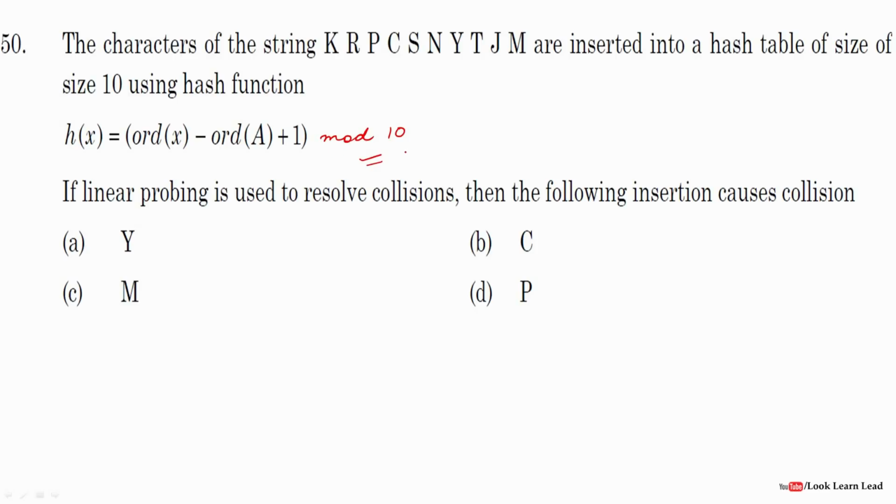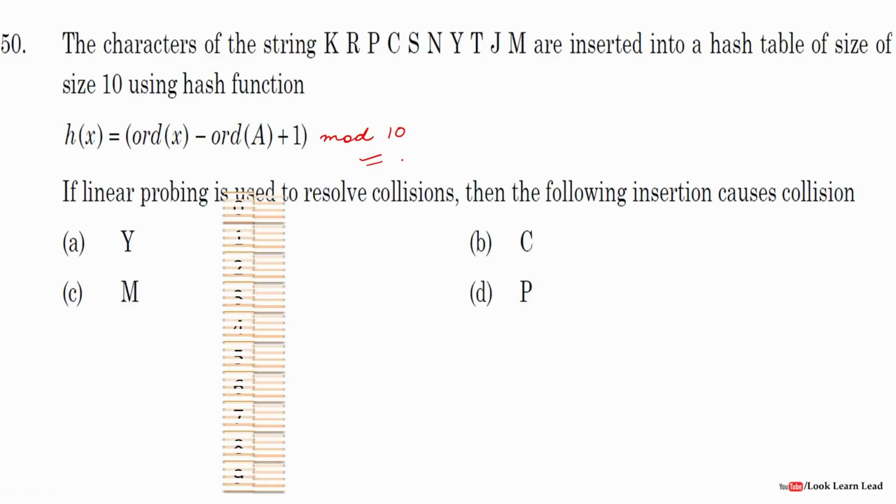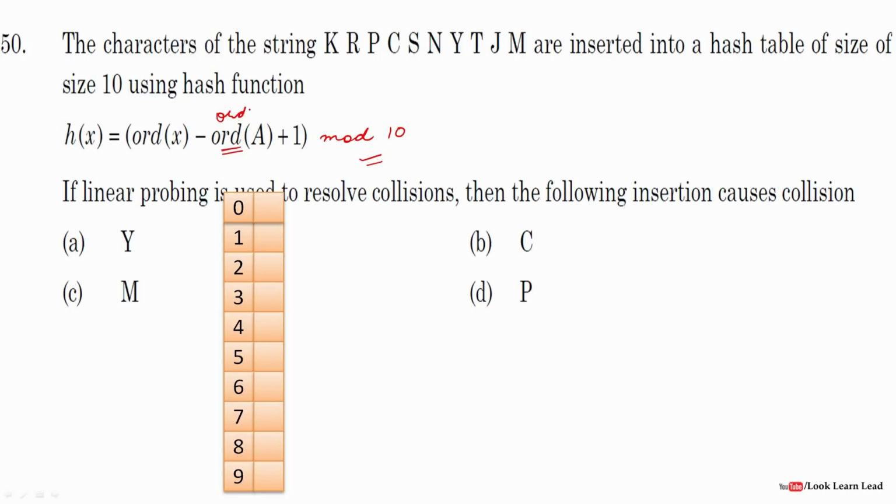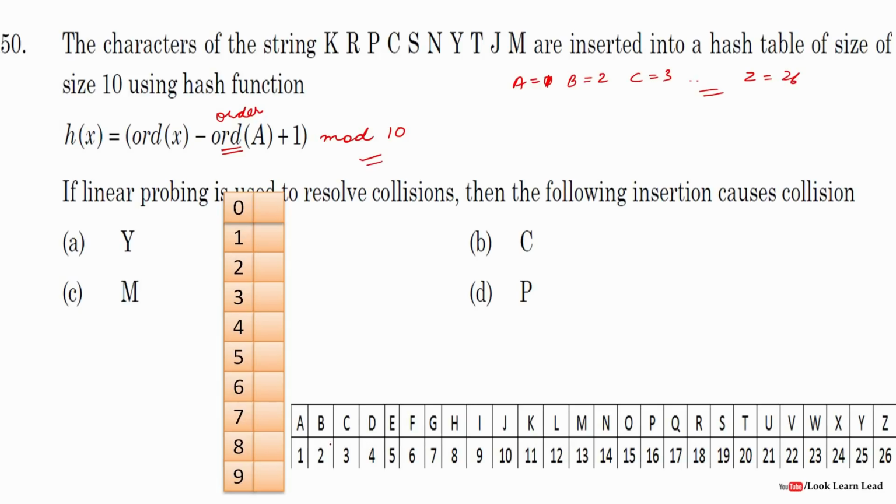So we have 10 places, so we would have a hash table from 0 to 9. What does ORD of A mean? ORD means order. Order means if A is equal to 1, then B is equal to 2, and then C is equal to 3, and so on. Z should be equal to 26. This is what this order means. So we have this order over here: A is 1, B is 2, C is 3, D is 4, and so on.